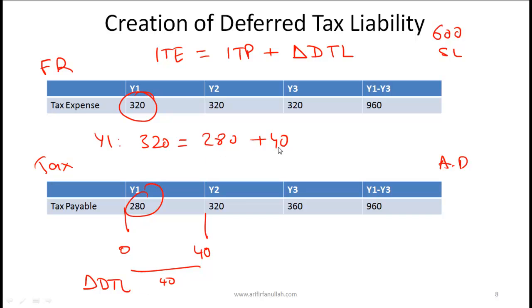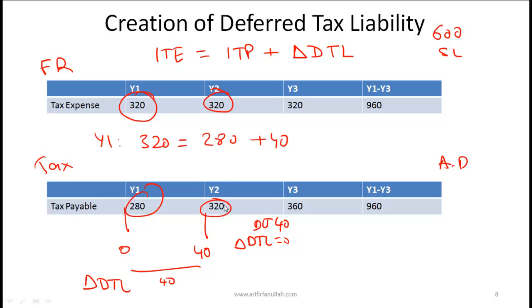280 plus 40, and you notice that this equation holds. 320 is equal to 280 plus 40. And then what happens in year 2? In year 2, if you recall, the income tax expense and the tax payable were the same. So we did not create or reduce the deferred tax liability. So DTL remained 40. The change in DTL then was 0.